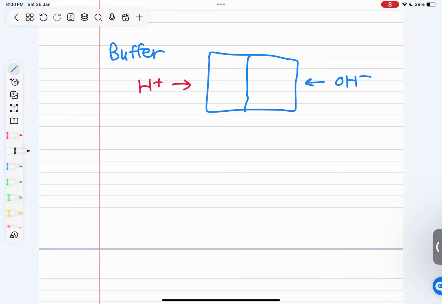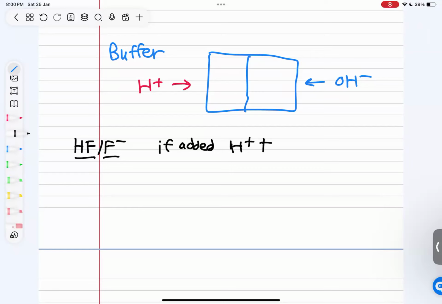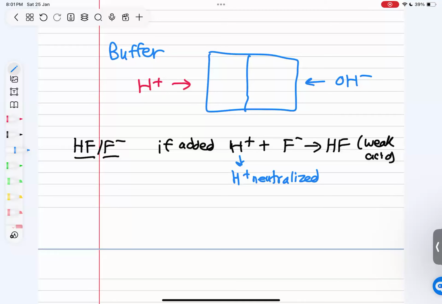So for example, if I have a buffer made from HF and F minus, that's a weak acid and its conjugate base. If I add H plus, what will react with it? The H plus will react with the F minus from the buffer to form HF. And HF is a weak acid, so it does not change the pH. So the H plus is neutralized, and the solution does not change its pH.